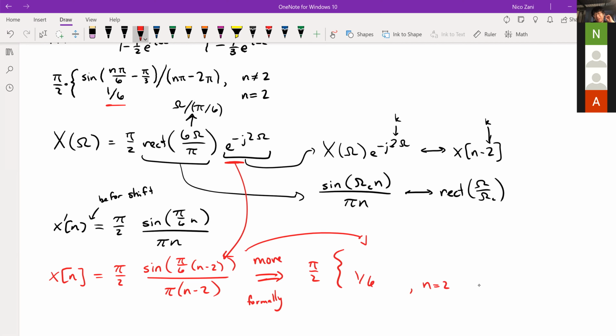Could also go to the L'Hôpital. You could also go to the L'Hôpital. That's good. So that's how to do that one.